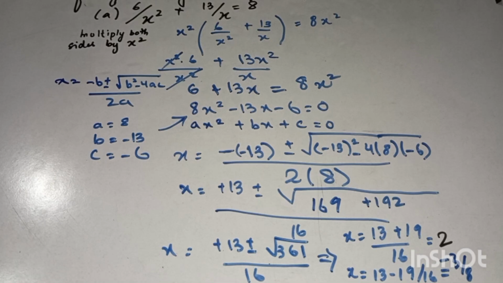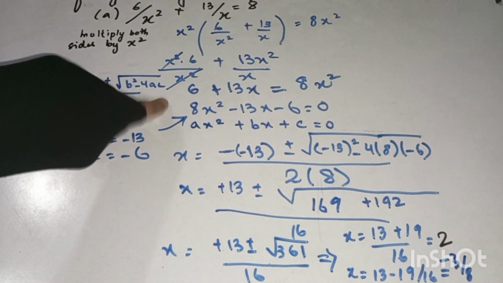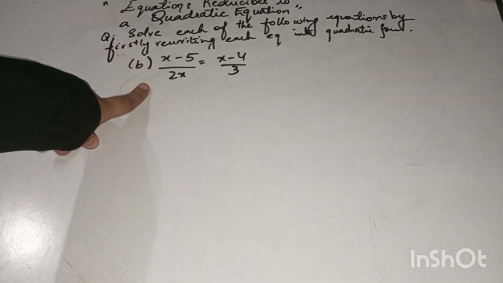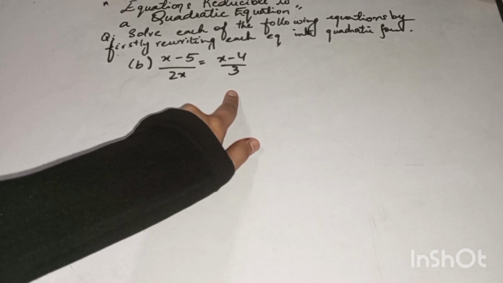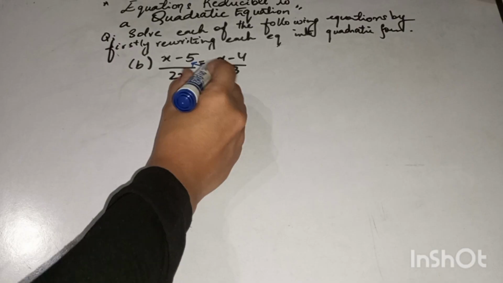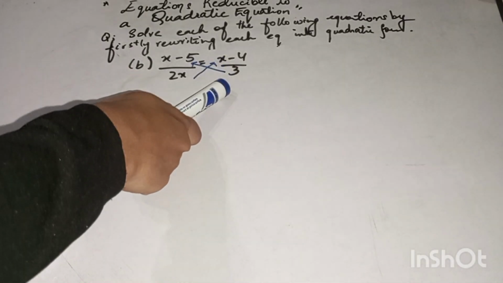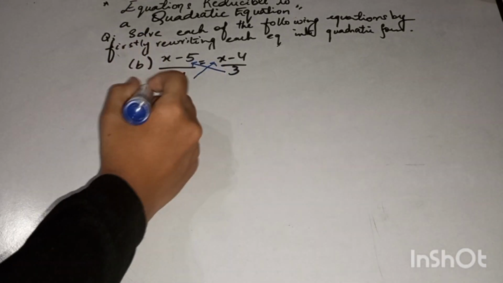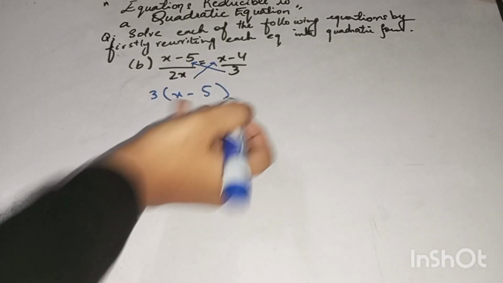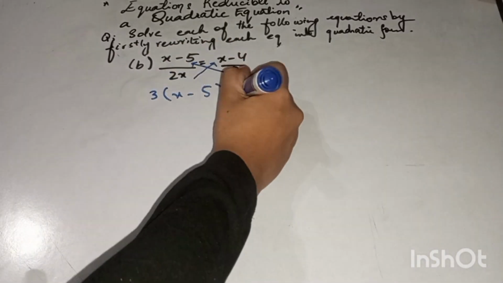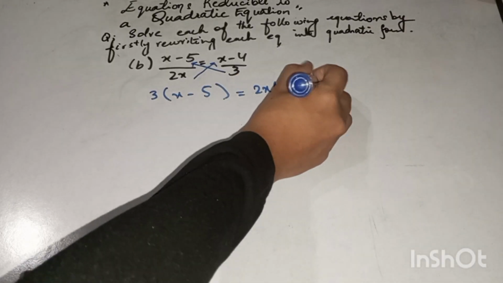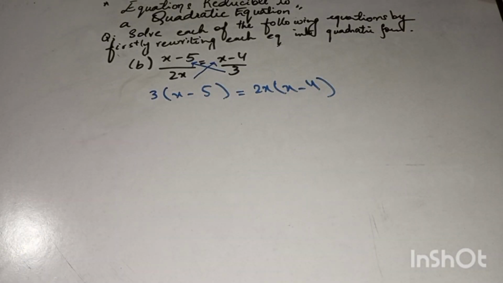Let's solve another part that is a little tricky, and we'll first convert it into the basic quadratic form and then solve it further. Okay, so we have our second part here where you have x minus 5 over 2x on the left hand side and x minus 4 over 3 on the right hand side. So what you simply do is cross multiplication. You will multiply this denominator 3 to the other side like this: 3 into bracket x minus 5, and this denominator 2x will be multiplied to the right hand side, which looks like this. So 2x into x minus 4.